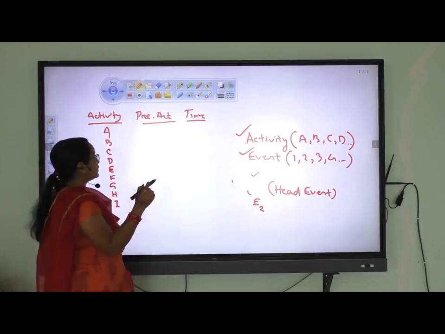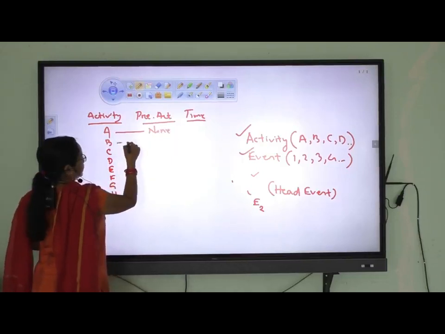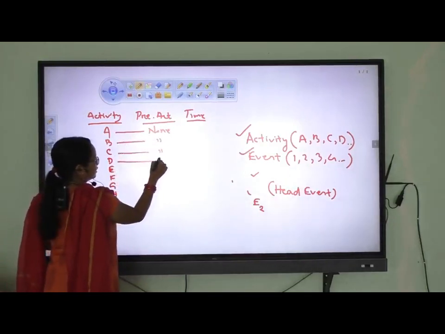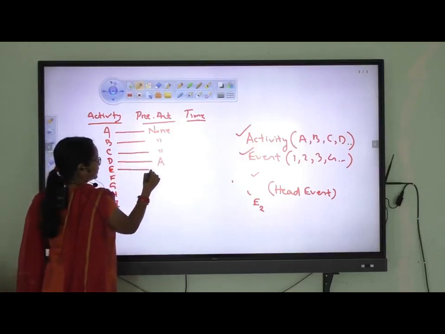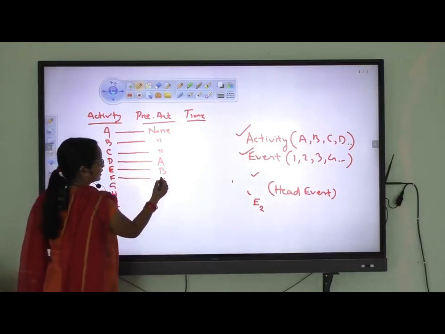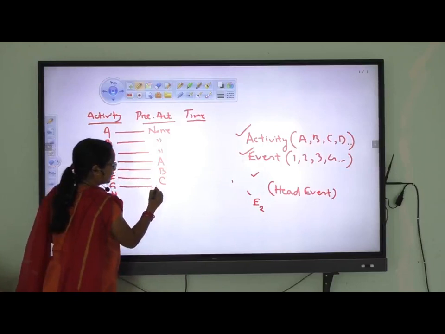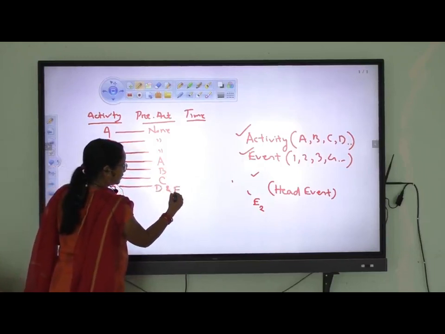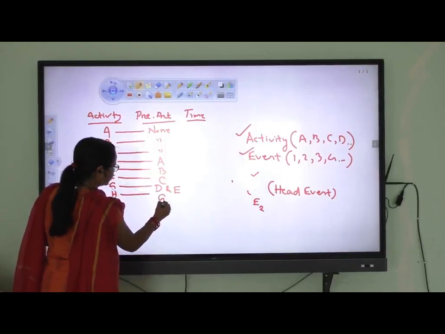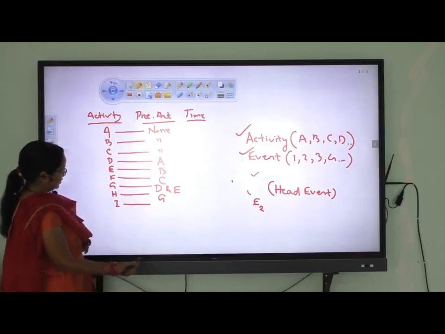Suppose the prerequisite activity of A is none, and B is also none, C is also none. For D the prerequisite activity is A, for E the prerequisite activity is B, and for F the prerequisite activity is C. Then for G, the prerequisite activities are D and E, for H the prerequisite activity is G, and for I the prerequisite activity is F.